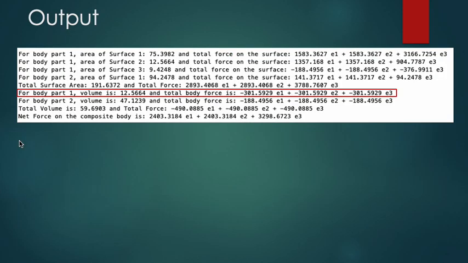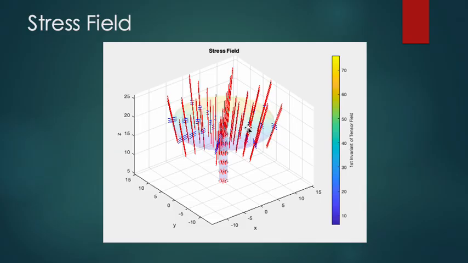So let's move on to what we were trying to solve for by hand. This is the result I got for body part 1. The total force acting on it was negative 301 in the x1, x2, and x3 directions. And then here's the shape that I was trying to make. As you can see, it's spread out on top, so it resembles a thumbtack with the shaft down here.